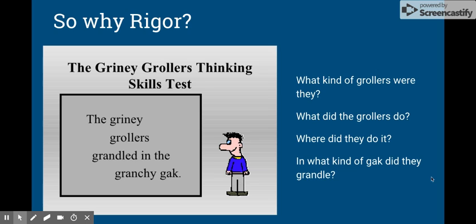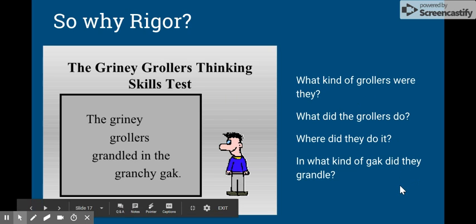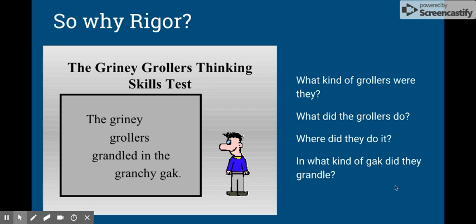Even though I don't know what these words mean, we can determine how the words fit together and what the relationships are, and at least get an idea of what the structure is, even though we don't know the actual definitions of these words. So when you think of rigor, think of it as the result of the learning and not necessarily just the cause of the learning. It's that ability to think and process at higher levels.